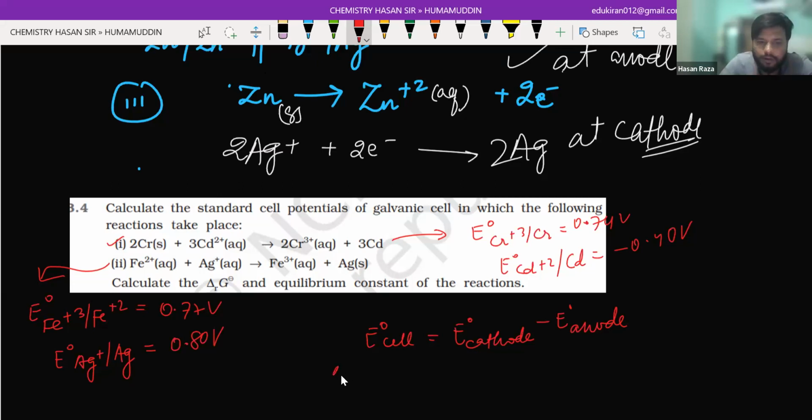You know what delta G naught or delta RG naught is equal to? Minus nF E naught cell. Austin, have you got the value of E naught cell for this reaction? Yes, sir. So n, the number of electrons: you can see chromium is going from 0 to plus 3, and there are 2 chromium, so the value of n will be 6.